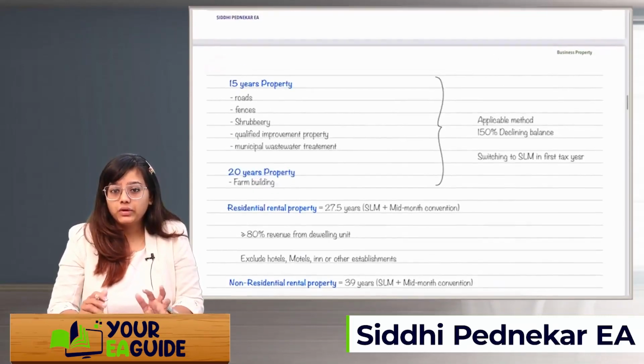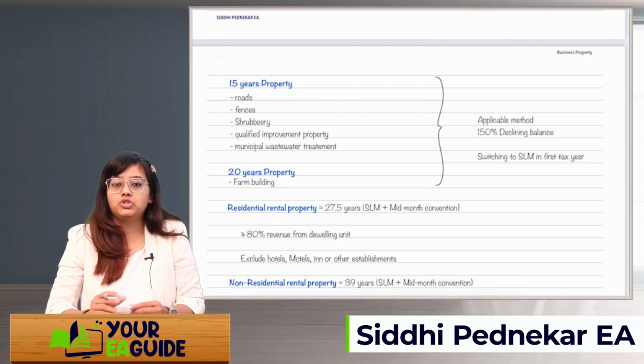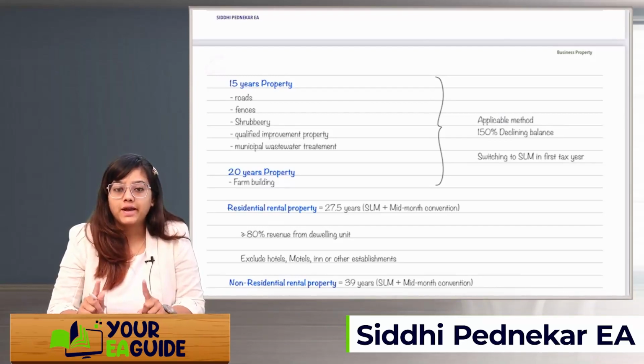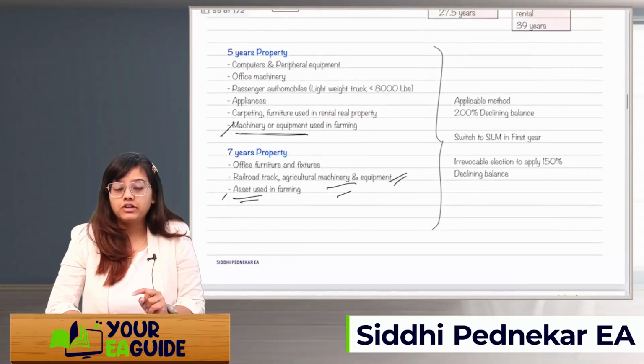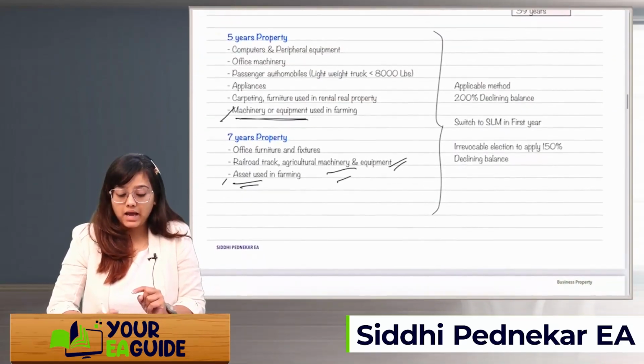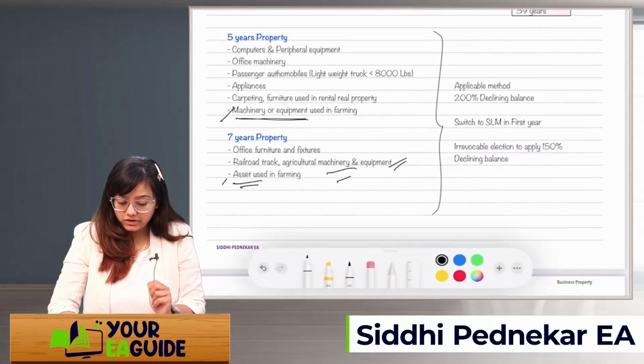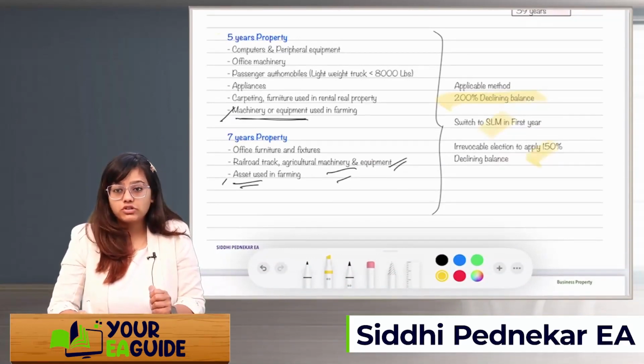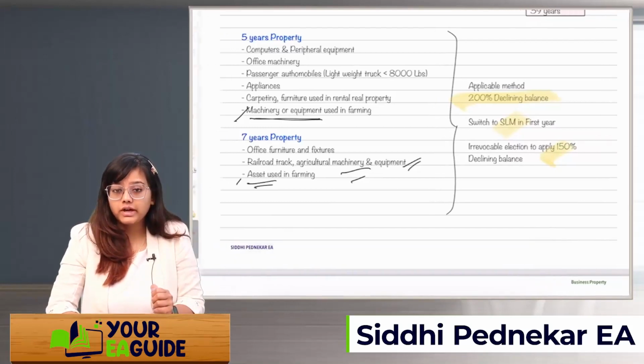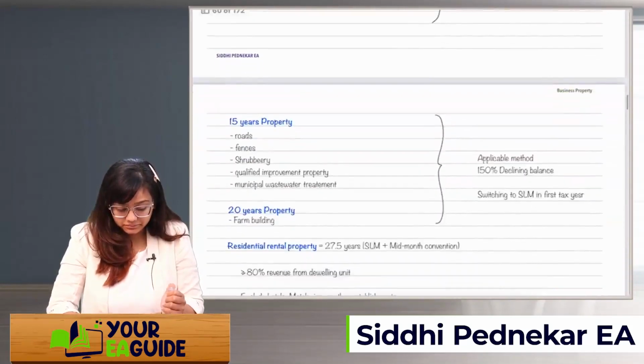In 15 year and 20 years, you have only one option, that is 150% declining balance. And here you can switch to SLM in first tax year, only in first tax year. Here, if it's a 5-year and the 7-year property, then it will apply a 200% DBM and it can be shifted to SLM. But if you select 150% DBM, then you cannot shift to the SLM method. All right.